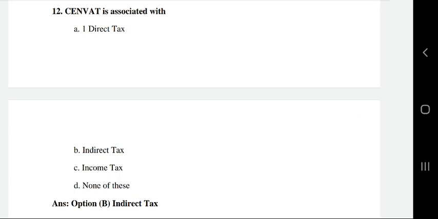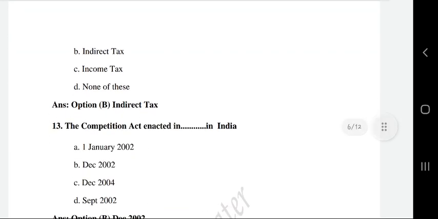SENVAT is associated with direct tax, indirect tax, income tax, or none of these. The answer is option B. It's a part of indirect tax. SENVAT means Central Value Added Tax, levied by the central government as central sale tax. Many indirect taxes, including SENVAT, have been abolished by our central government with the introduction of GST.